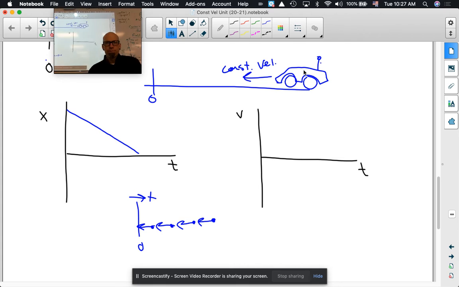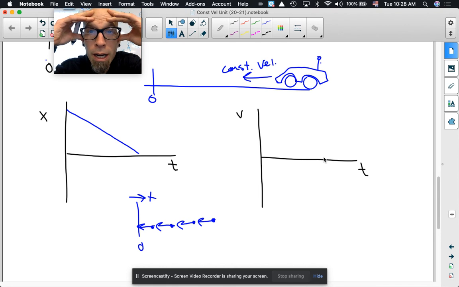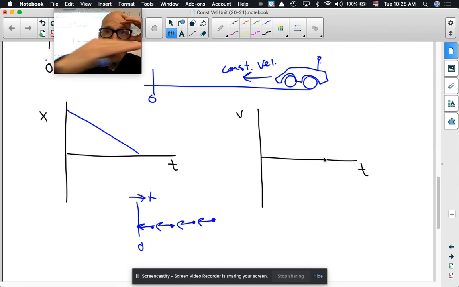So that would be the buggy starting with a positive position, traveling in the negative direction toward the zero position, which is what we see here, which is what this is telling us. Now we have to look at the velocity time graph and think, okay, where do I put my line on the velocity time graph? Remembering that the t-axis is zero, all the values above that are positive velocities, and all the values below that are negative velocities.